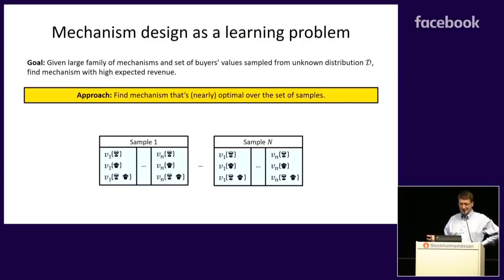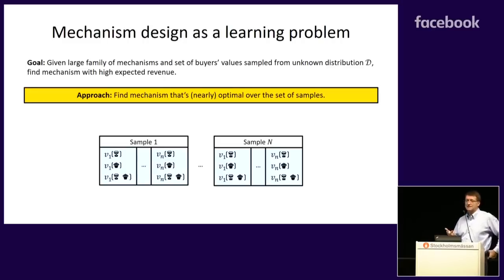And the approach that we'll take is that we'll try to optimize a mechanism to the samples that we do have. And now there are two questions. How do we optimize, so we get near optimal on the samples? And then if we do that, how close are we to optimal on the real distribution, which we didn't know? So I'll talk about the optimization problem now, and later in the tutorial we'll cover the sample complexity side.